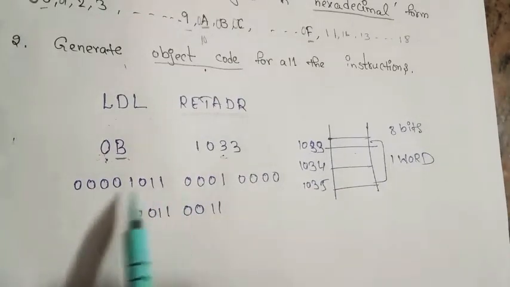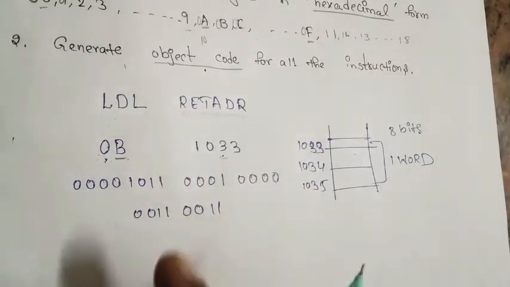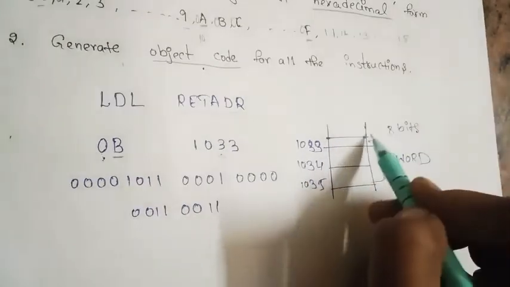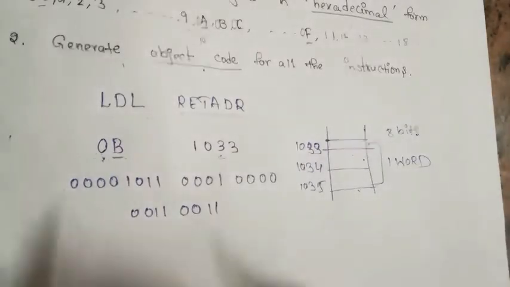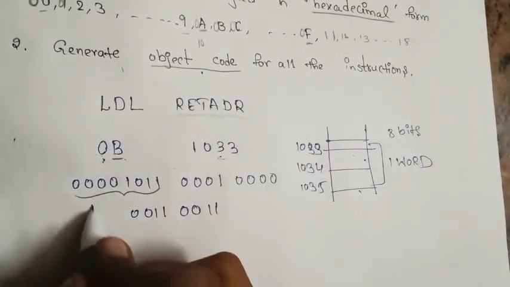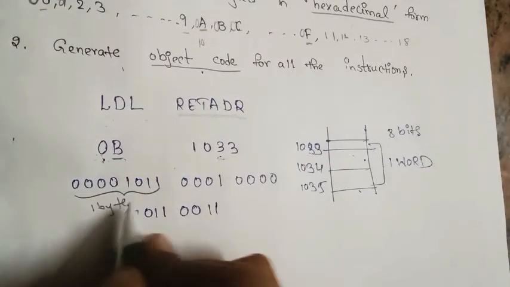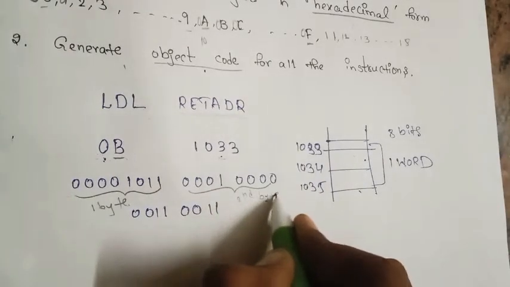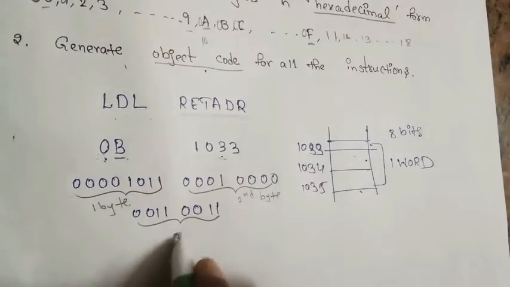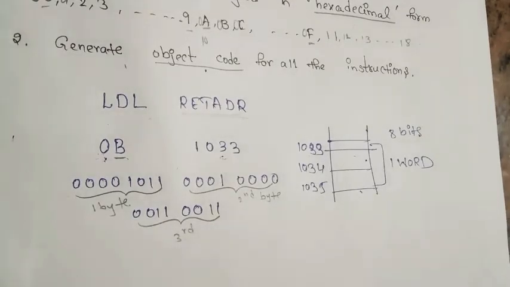Just locate these bits as 8 bits in one byte, 8 bits in the second byte, and 8 bits in the third byte. So these 8 bits in one byte, these 8 bits in the second byte, and these in the third byte. This is just representing the opcode, guys.